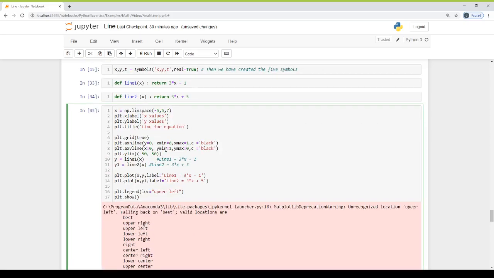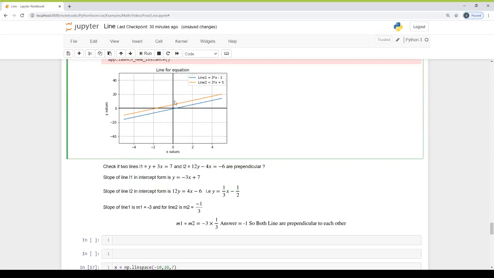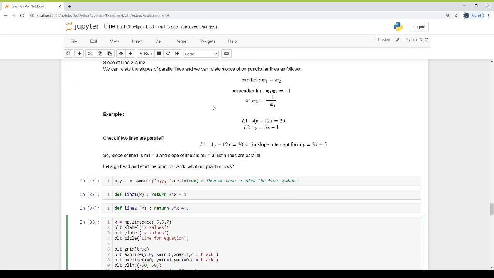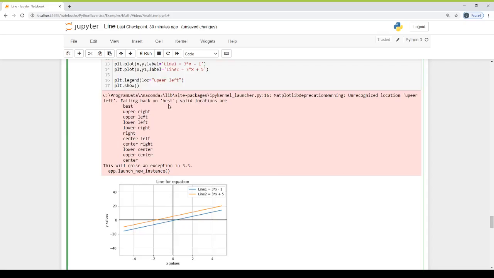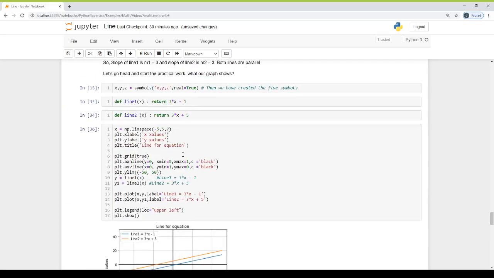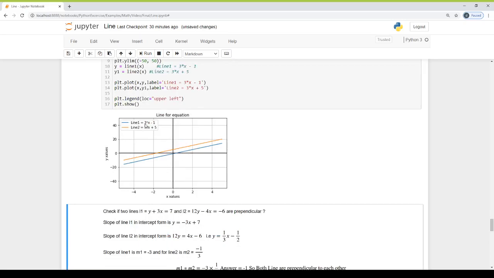So this is our resultant graph. Line 1 is 3x minus 1 and line 2 is 3x plus 5, and both are parallel because the slope of the line is the same. So in this example we have seen that if two lines have the same slope, then the two lines are parallel. These two lines are parallel because their slopes are equal.